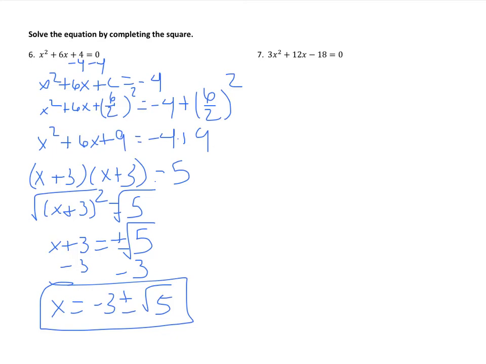So, notice every time we've completed the square, a has always been 1. That is something that has to happen. Well, what does a equal in number 7 here? It equals 3. How could we make it equal 1? Not subtract, but divide. So divide each piece by 3. X squared plus 4x minus 6 equals 0. Is there anything that multiplies to negative 6 and adds to 4? No. So get rid of the 6. So you get x squared plus 4x equals 6.